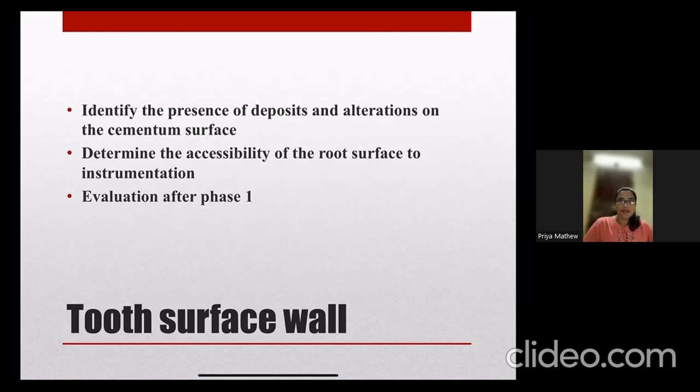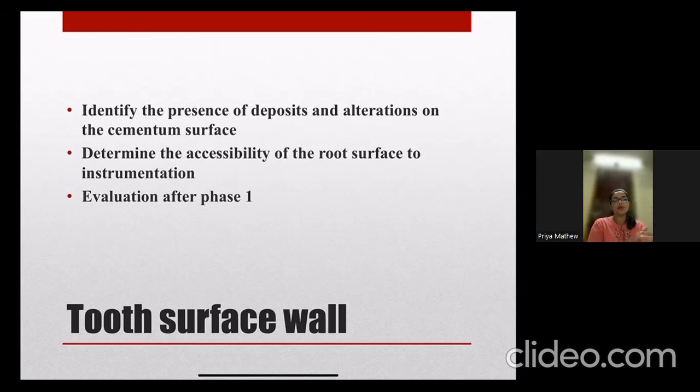Now, after phase 1 therapy, that is after proper scaling, we examine the root surface, and if the bone loss is much, we may require a hemisection or root resection, or in some situations we may even require an extraction.